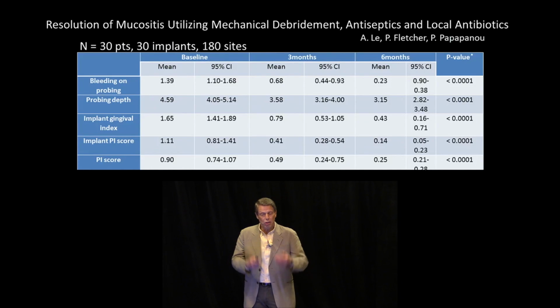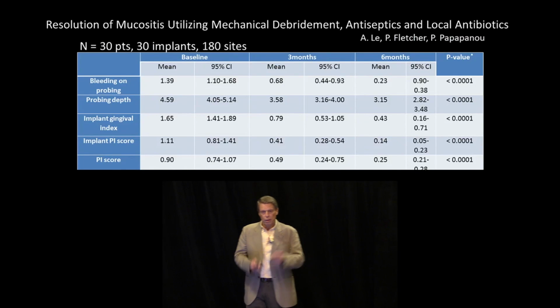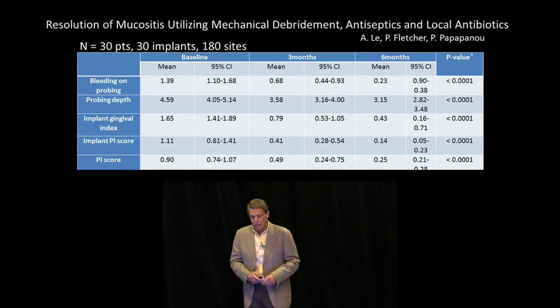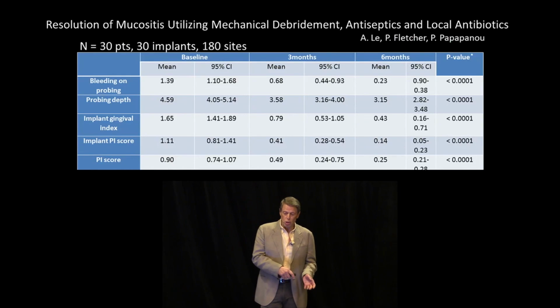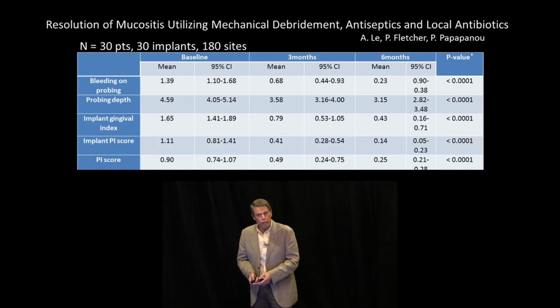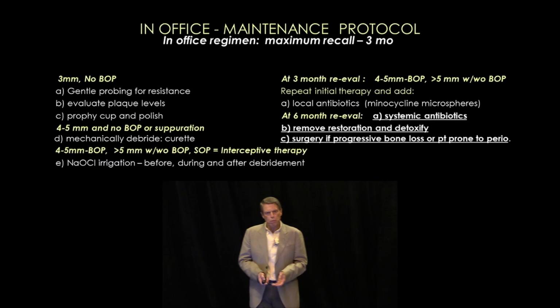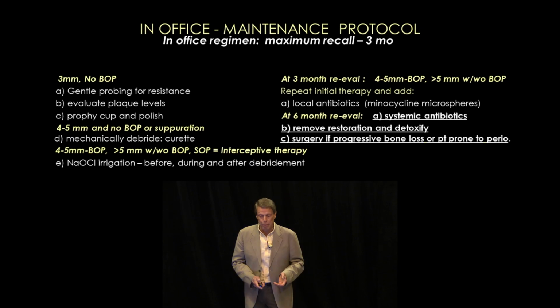After just using the irrigation mechanical therapy, it went down to 0.68. And in the cases where we had to use the Arestin minocycline microspheres, it went down to 0.23. The probing depths also decreased from an average of 4.59 to 3.58 with just the irrigation, down to 3.15 after the microspheres. And the other indices also wound up improving.